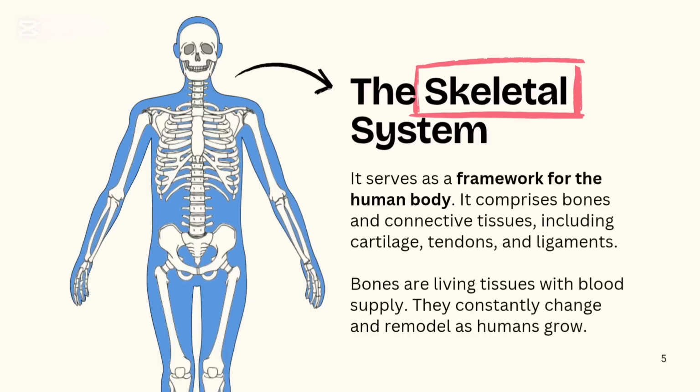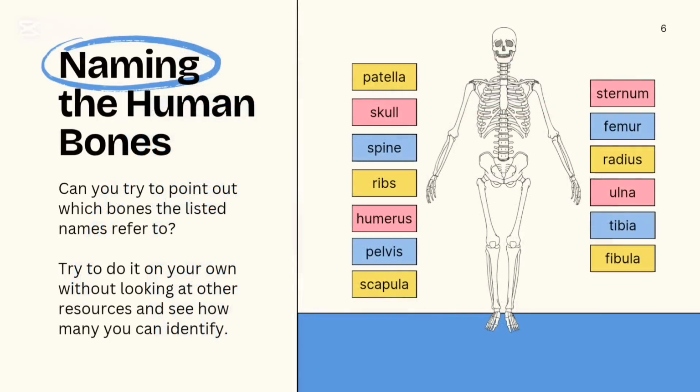When this balance is disrupted, it can lead to bone diseases such as osteoporosis, a condition in which bones become weak and brittle. Maintaining adequate levels of calcium, vitamin D, and engaging in regular physical activity helps to preserve bone density and strength. The skeletal system also includes joints, which are the points where two or more bones meet. Joints allow for movement and flexibility in the body.